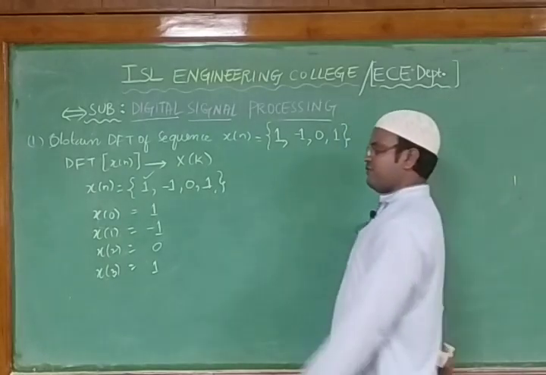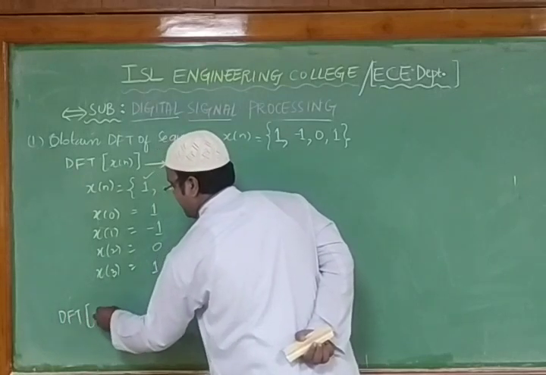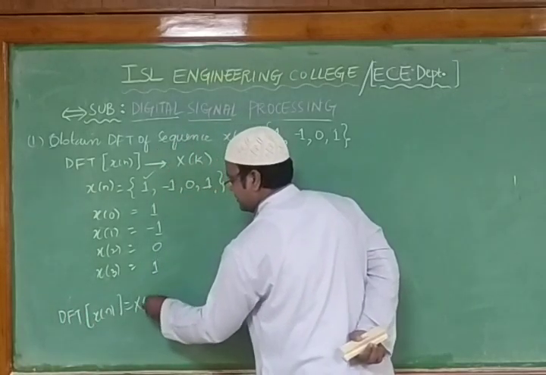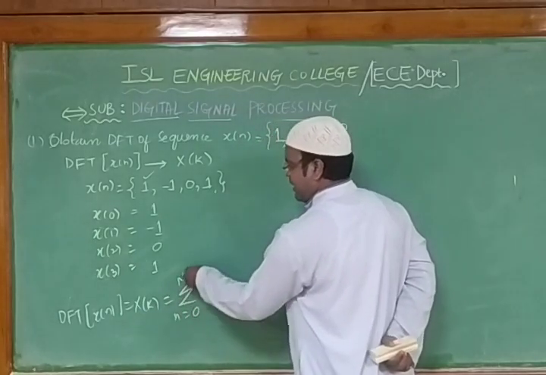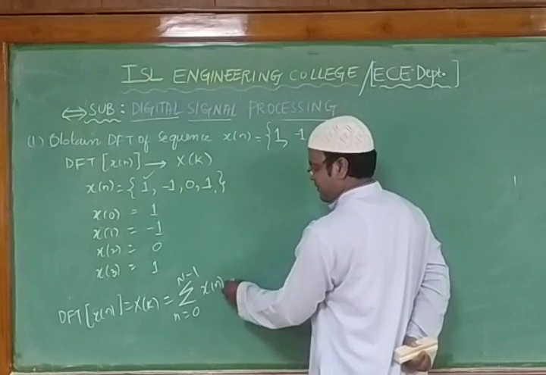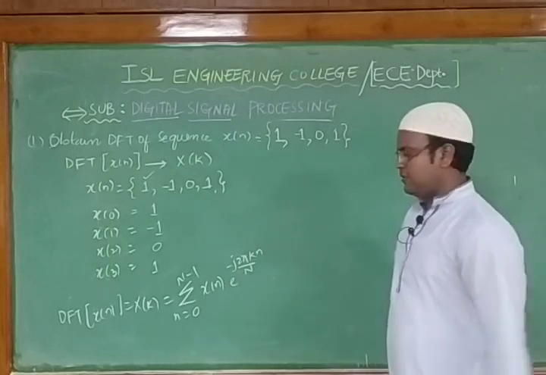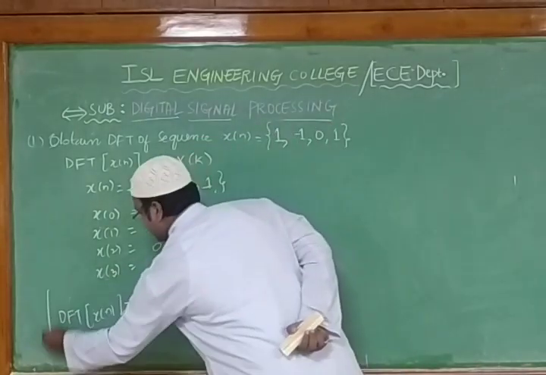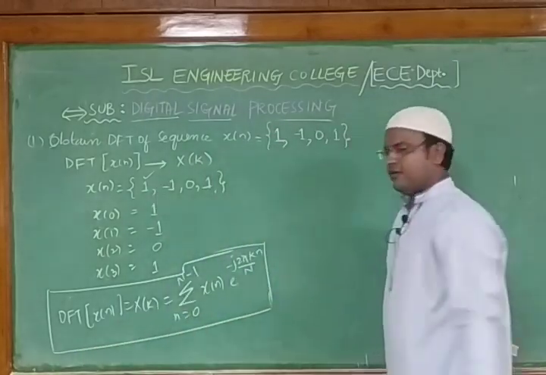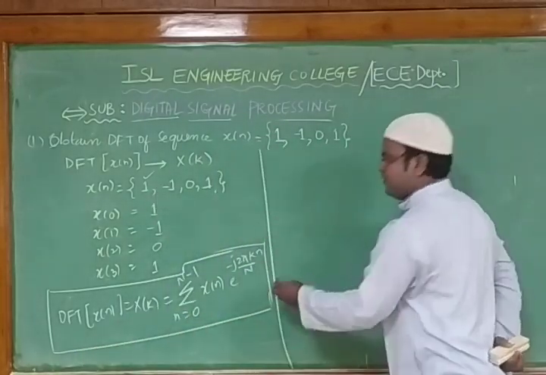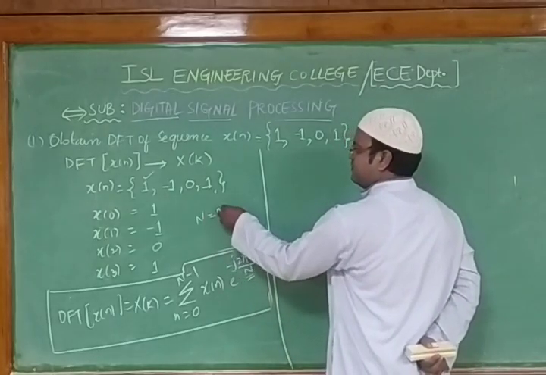So as per our DFT, what is the DFT formula we have? The DFT of x of n we can write as x of k equals summation starting from n equals 0 to n minus 1 of x of n e power minus j 2 pi k n by capital N. So this is the formula we have to convert the DFT of x of n into x of k. Next, we'll try to write as per the condition. So what does this n indicate? N is nothing but the number of samples.